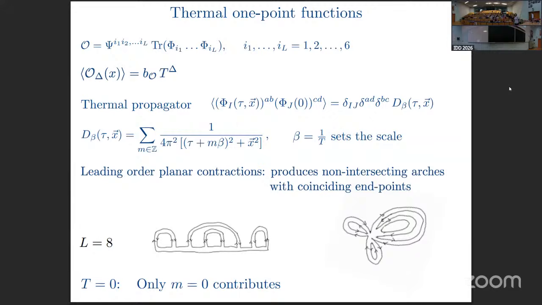So first, we can notice that if the temperature T is 0, then beta is infinite, and then only the term with m equals 0 contributes here. So m equals 0 is the zero temperature contribution. But I'm interested in the finite temperature contribution, so I will regularize my theory by subtracting that term. Okay.